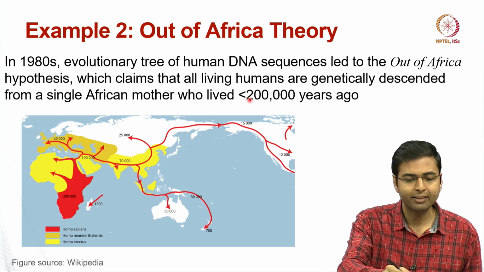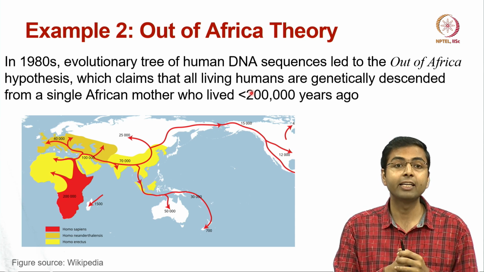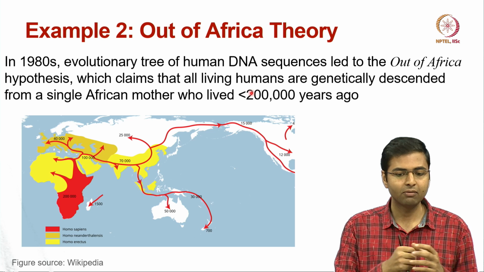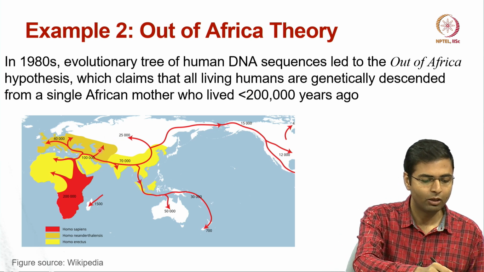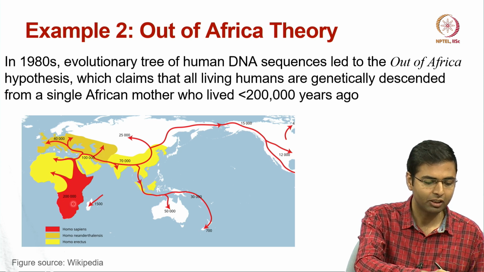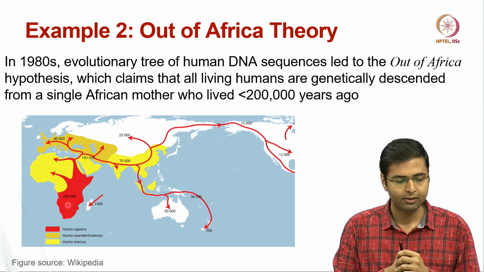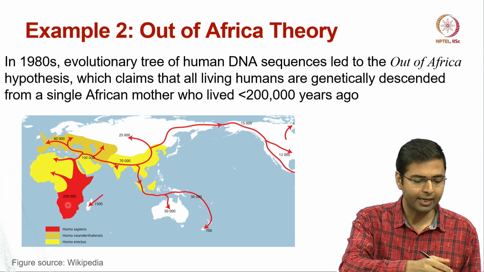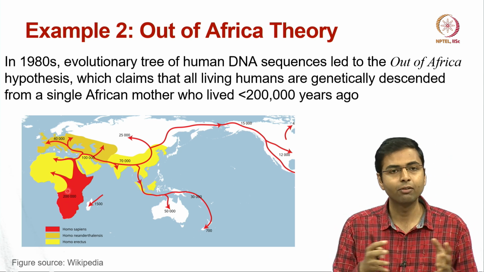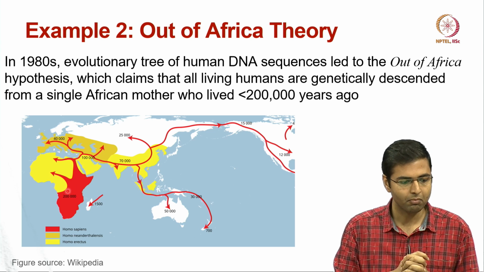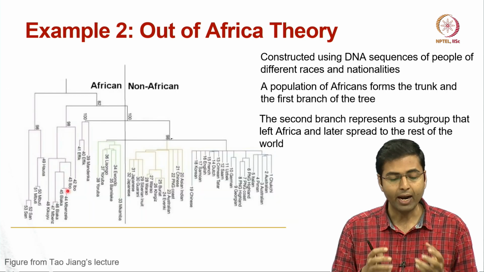So, observe that this is a very recent phenomenon. Using phylogenetic reconstruction, this hypothesis was put forward that the modern humans recently emerged from the African continent. So, the ancestors of modern humans lived in Africa and they migrated to the rest of the world from the African continent. Now, this is a widely believed hypothesis today.